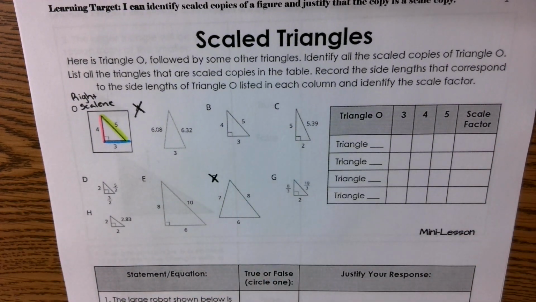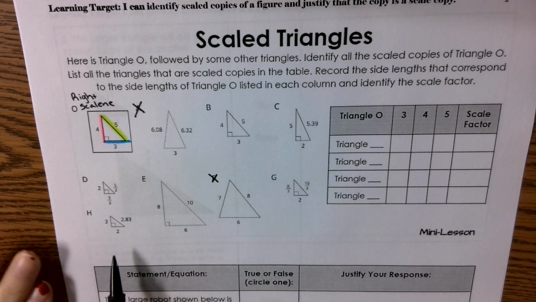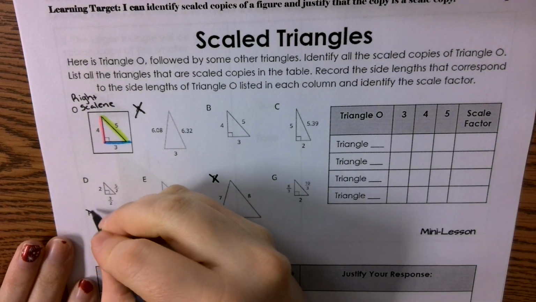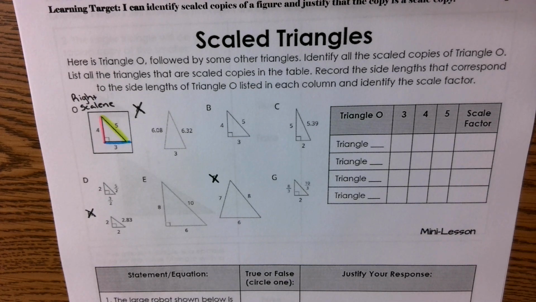So all the rest of these are right triangles. Now I want to look for anything that's not scalene, meaning that it doesn't have all 3 sides being different. So are there any right triangles up here that don't have all 3 sides being different? Andrea? H. H is an isosceles triangle. It has 2 equal sides. That's not going to work. So automatically I can get rid of that. So I've eliminated 3 options. That means there's only one more option up here that's not considered to be a scaled copy. So from here, that's where I have to actually do the math.